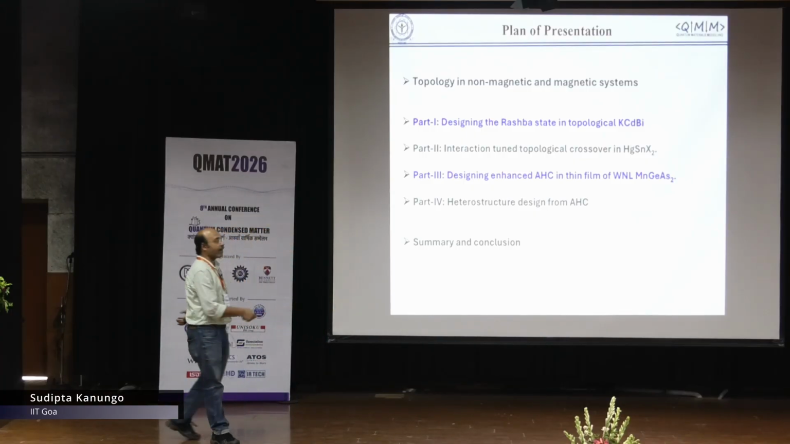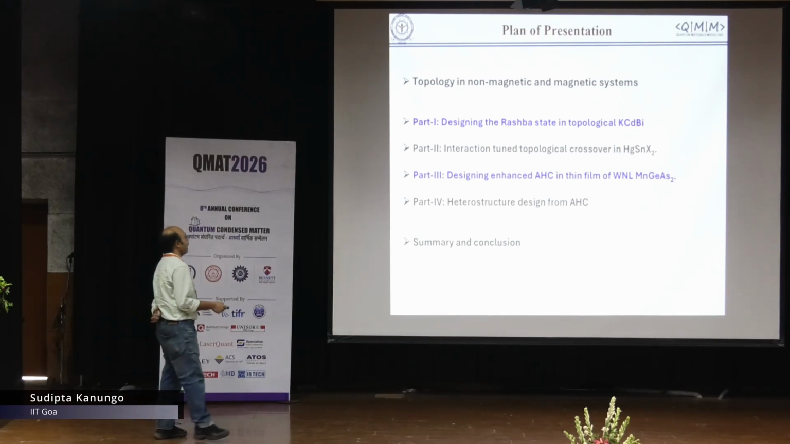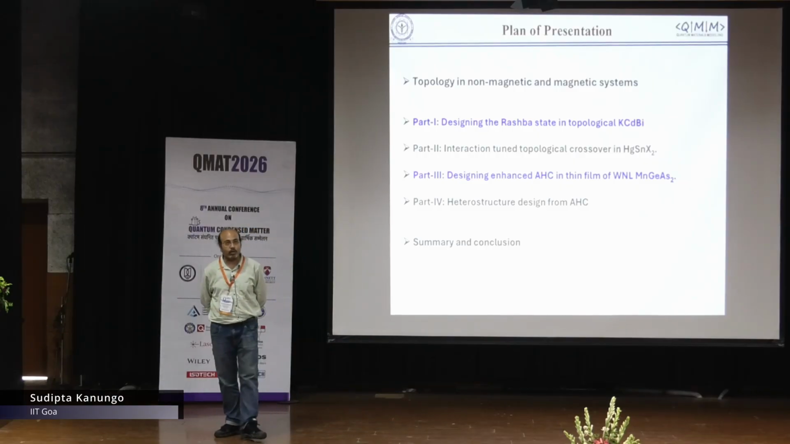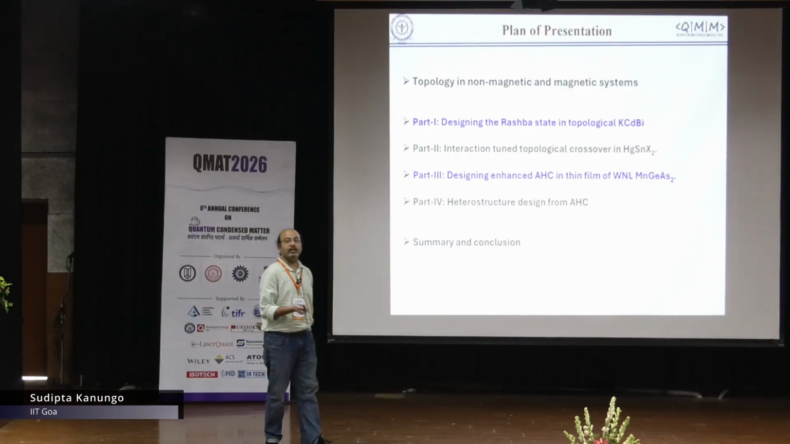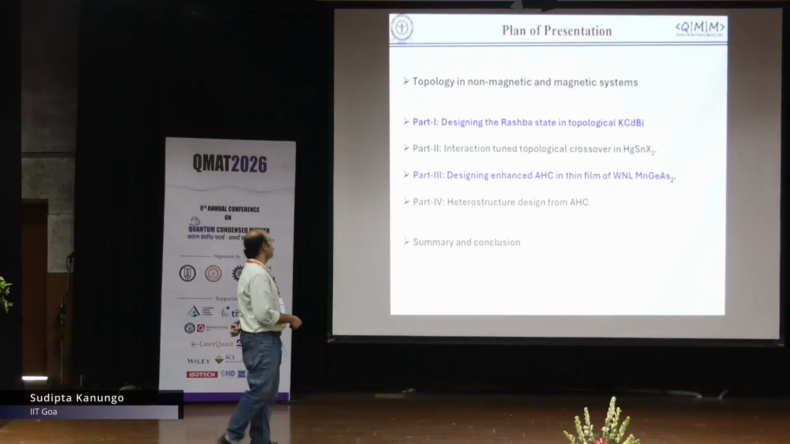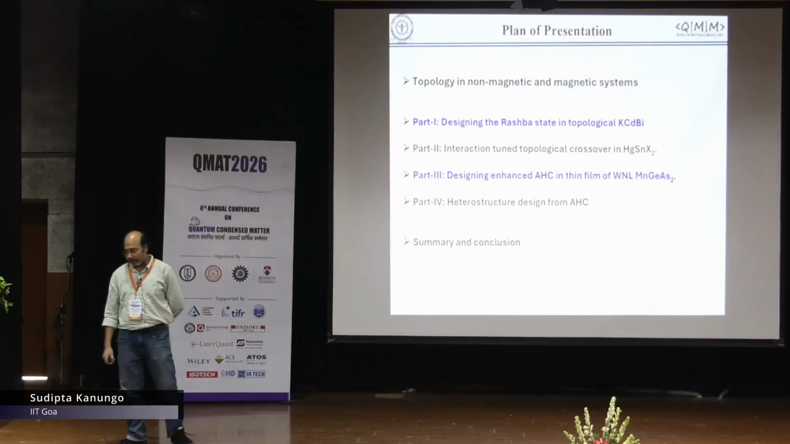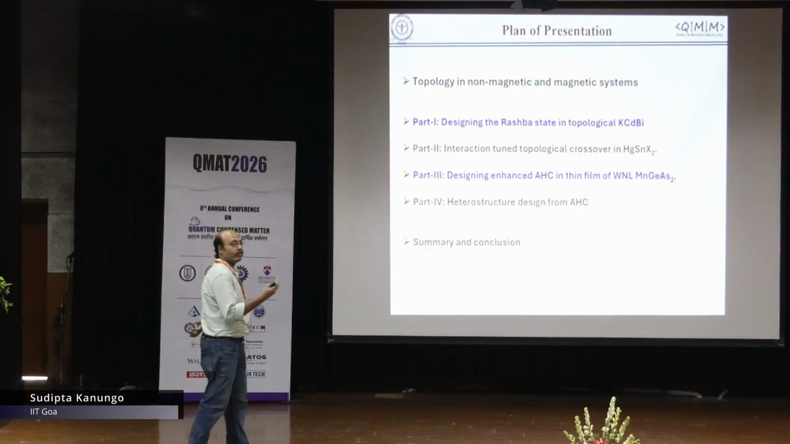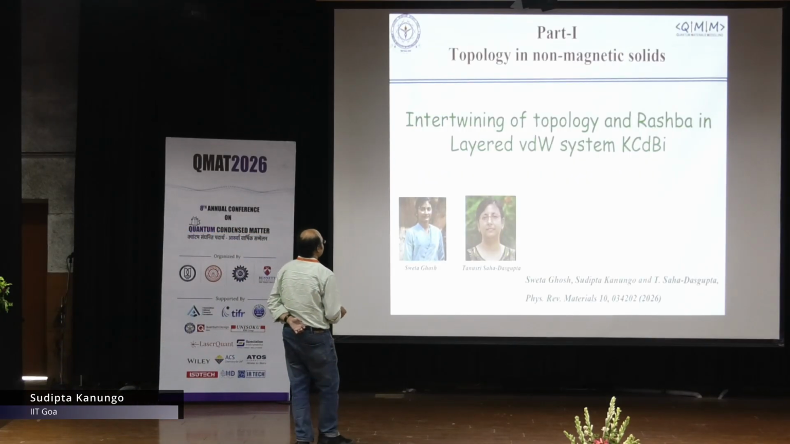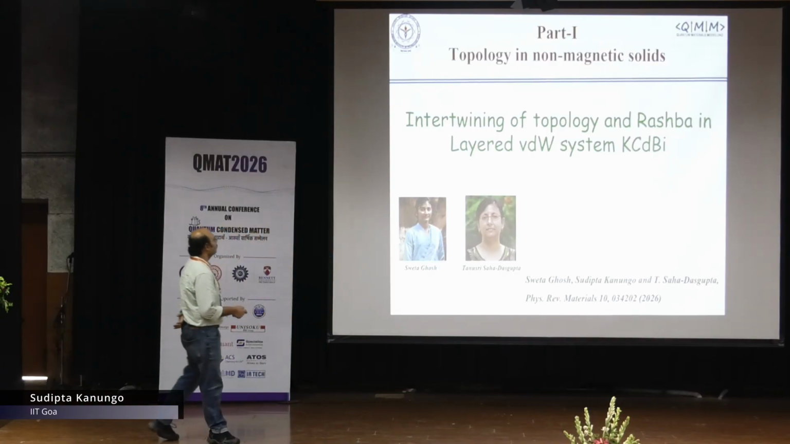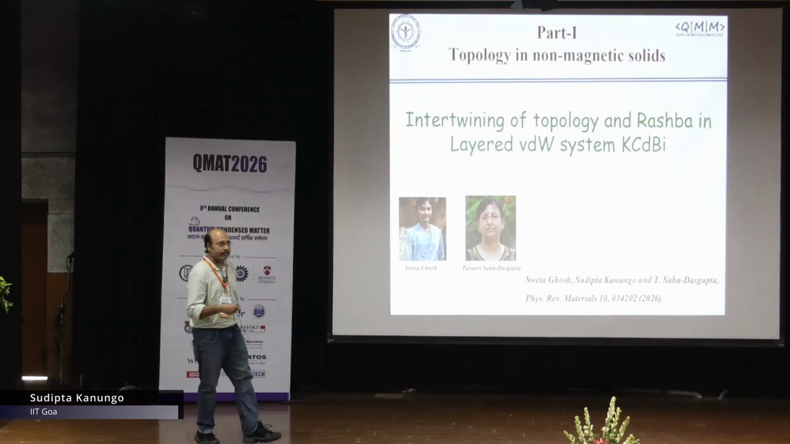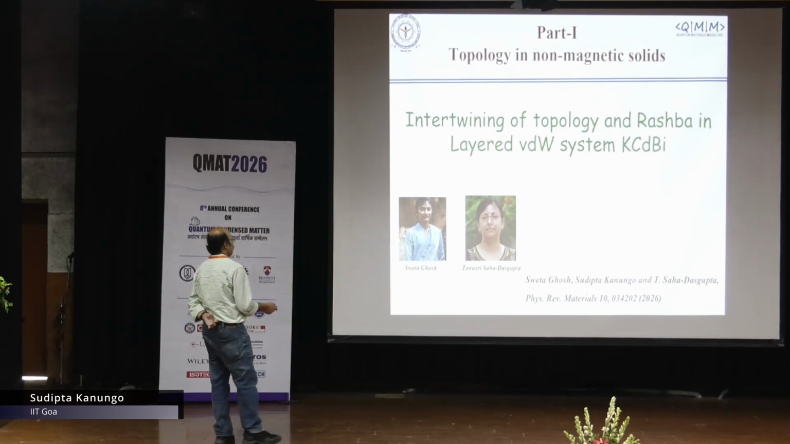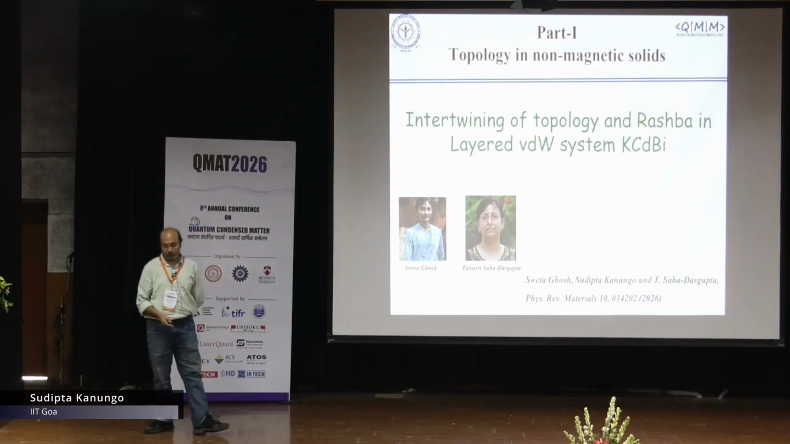These two are the non-magnetic systems. Then the magnetic topological phase: how we can enhance the anomalous Hall conductivity by straining or the thin film geometry. And the last, if we design the heterostructure, how I can enhance or induce the anomalous Hall conductivity in heterostructure engineering. First, I am going to talk about how we can intertwine topology and Rashba in a layered system. This work is done in collaboration with Professor Tanushree Saha Dasgupta.